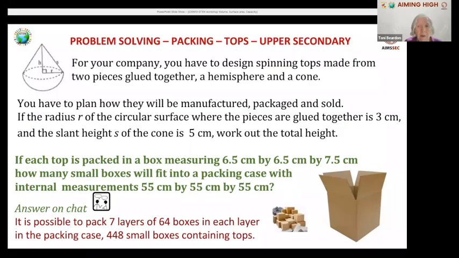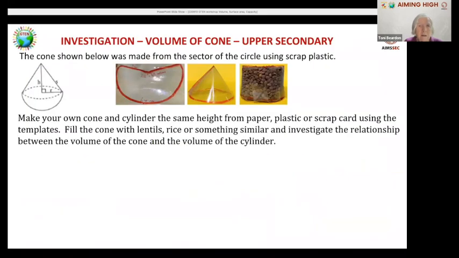This problem, going back to this shape, this spinning top, which is a cone and a hemisphere. Looking at this, we want to investigate the volume of a cone. For this activity, we prefer that you cut out your own cone, just make a cone. And how do you do that?